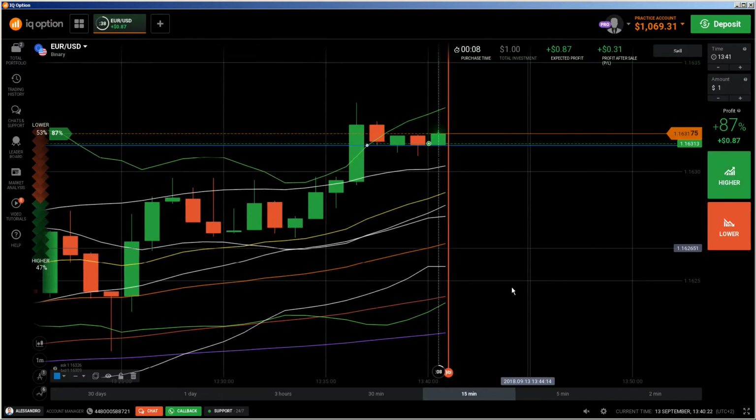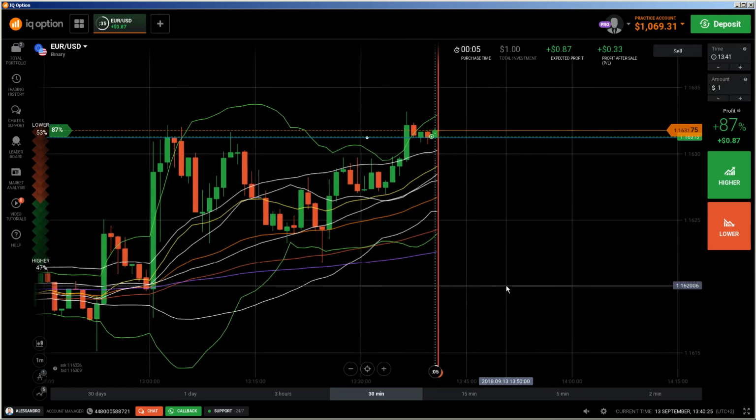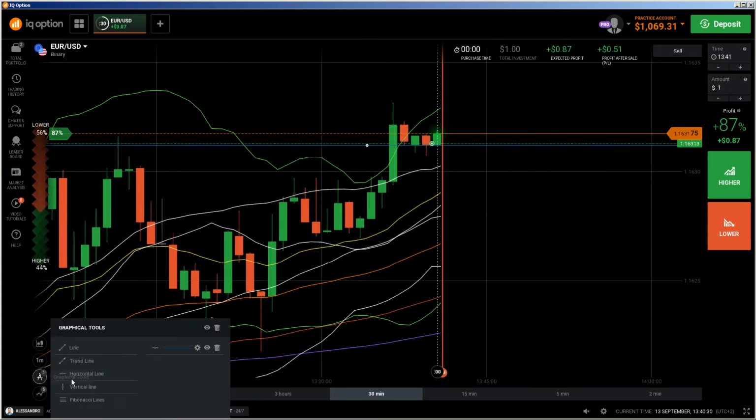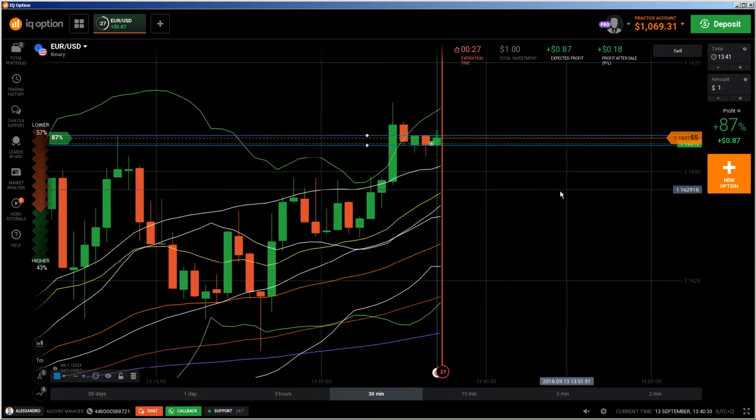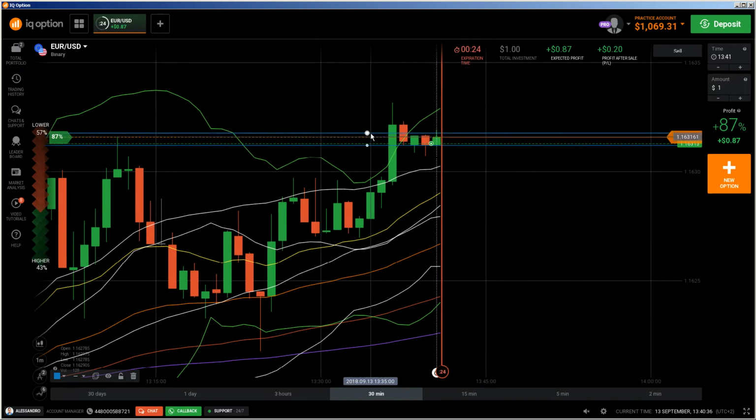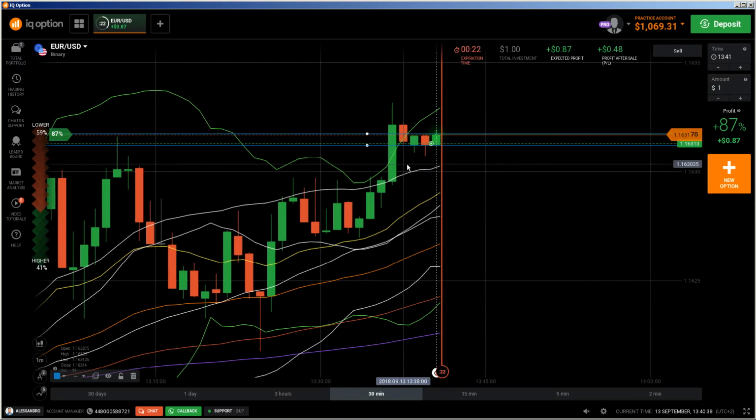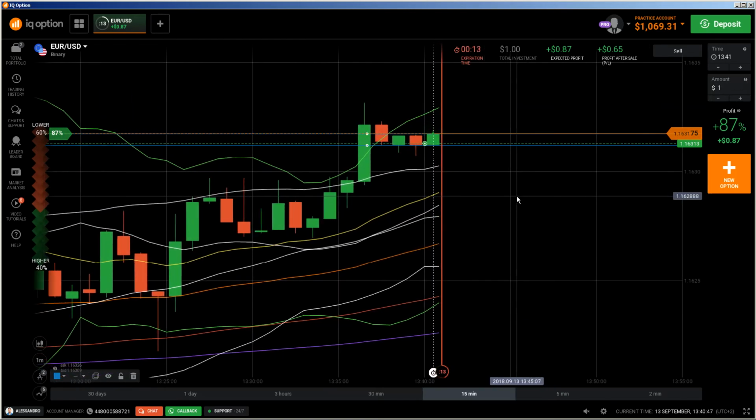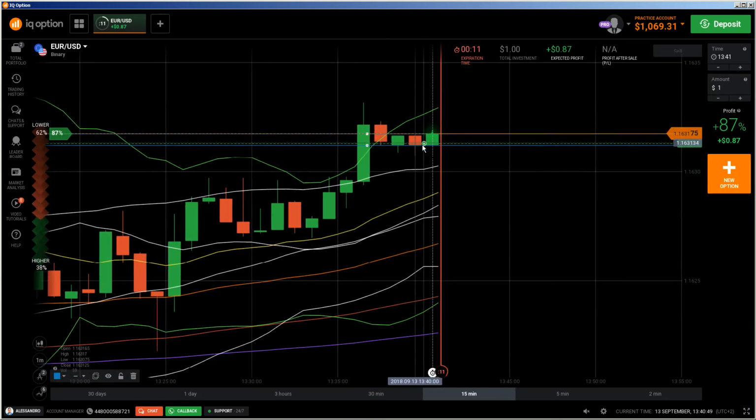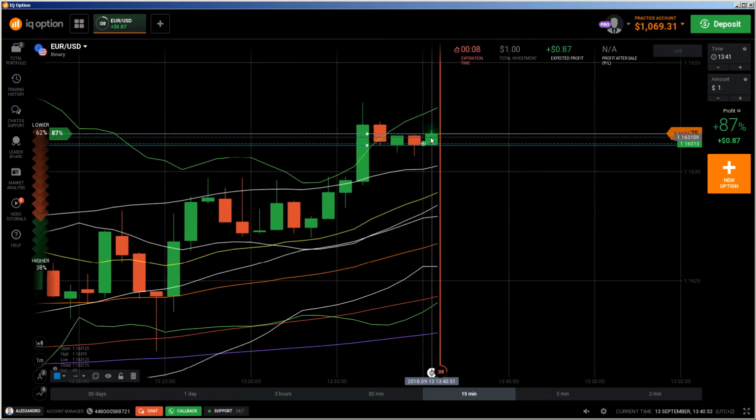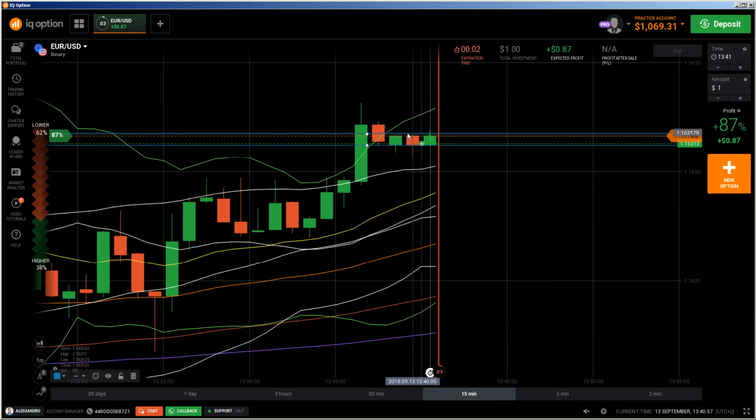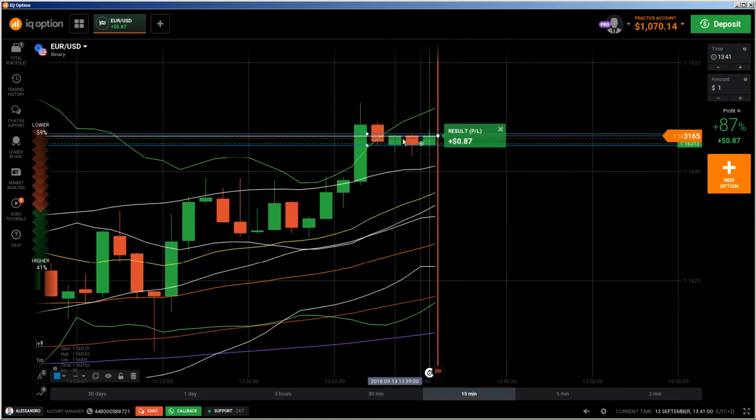So let's see what's happening here. It looks not like a strong uptrend. It looks like price would close below this level here. So let's see what's happening. Depending on this candle, it looks like we are getting in a continuation, if this candle will close above this level.